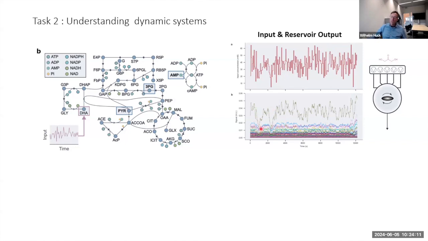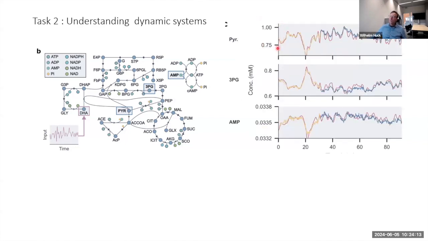If you then say, well, now let's train this, I can train it on, say, the pyruvate trace. The red one is the in silico prediction. My yellow one is the training that I did to find the right set of weights. And then you can see for the next 1.5 hours or so, my reservoir can predict the fluctuations in pyruvate reasonably well. Same for 3PG, AMP, also very good.